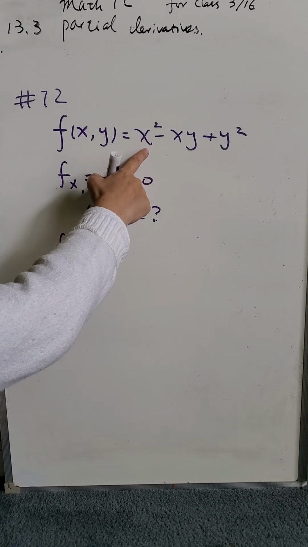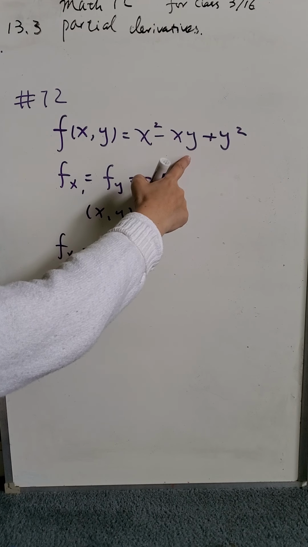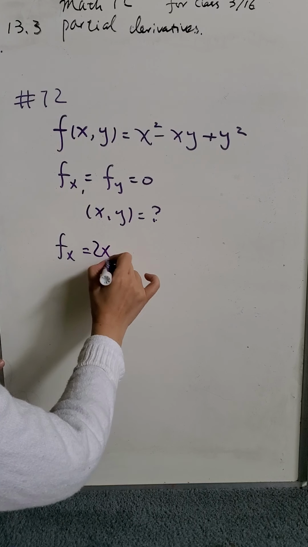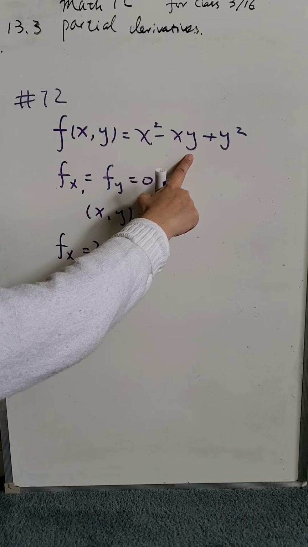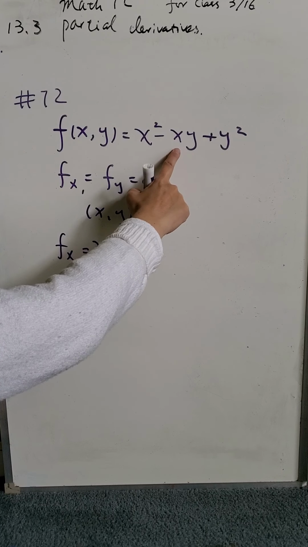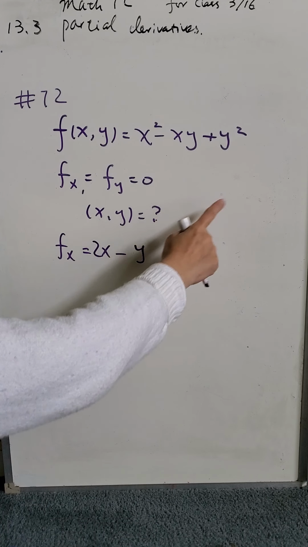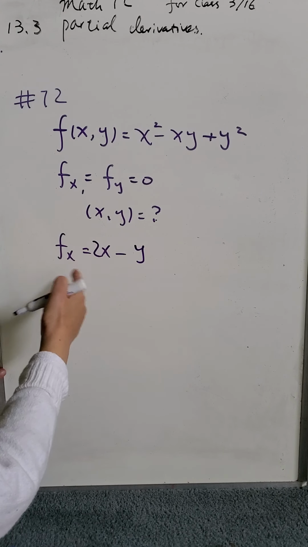F of x, so this time your x is a variable, and y is a coefficient and a constant. So this is f of x be 2x, subtract. Okay, now this time your y is a variable, x is a coefficient. So this is a minus of y. And this is a constant, so y is out when you take the derivative.